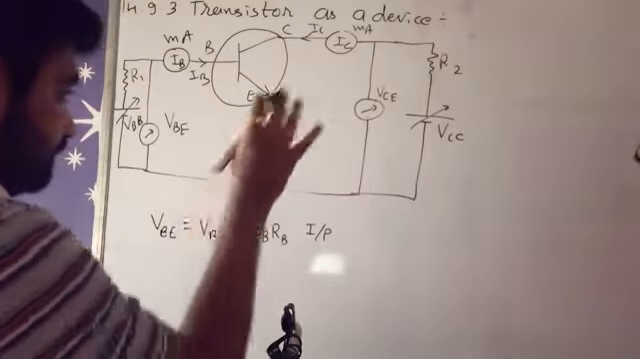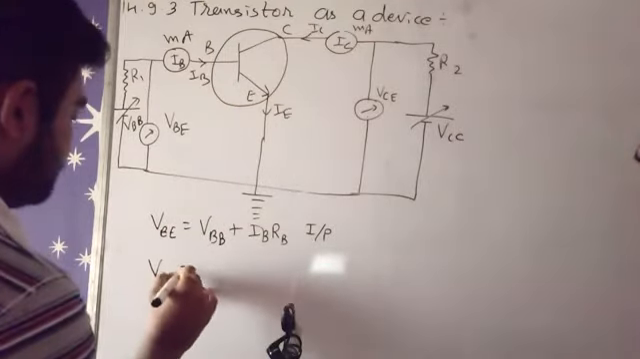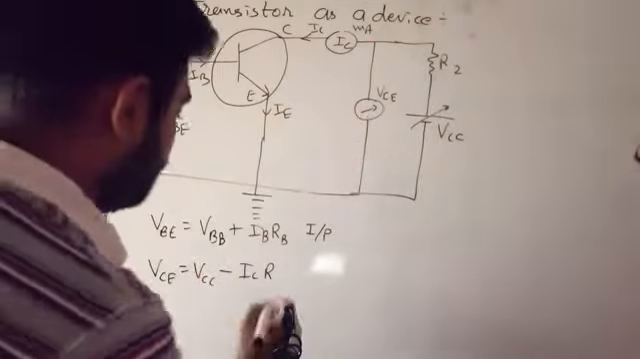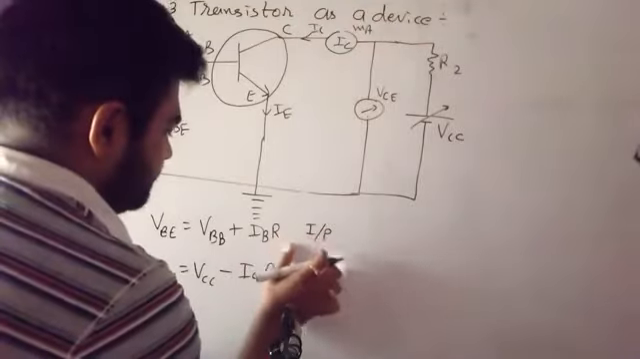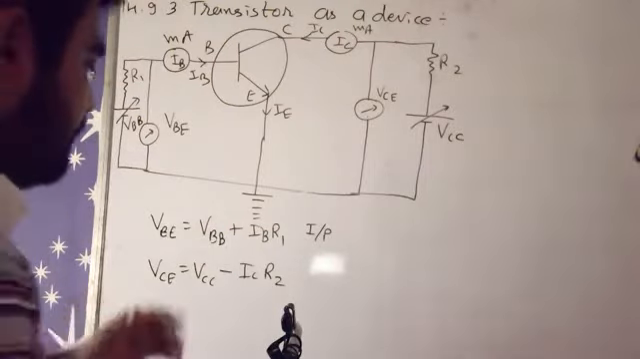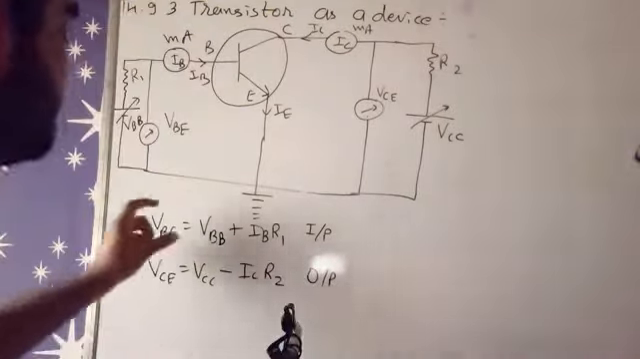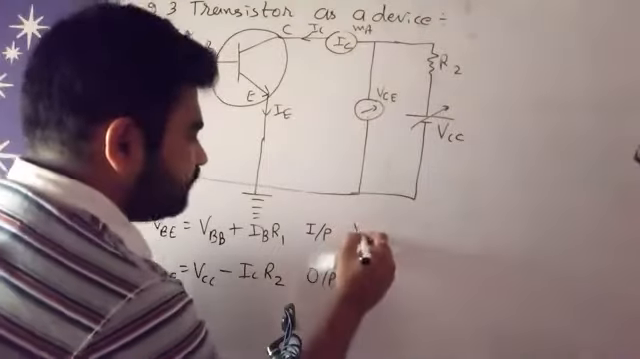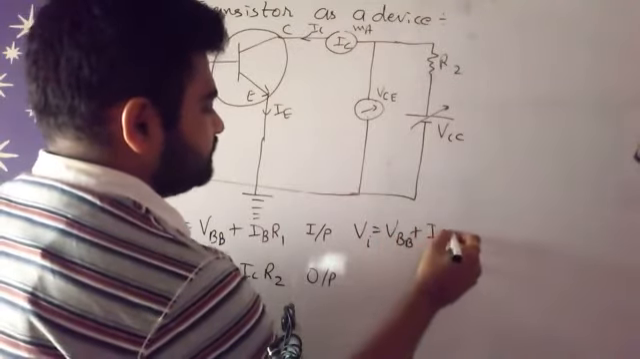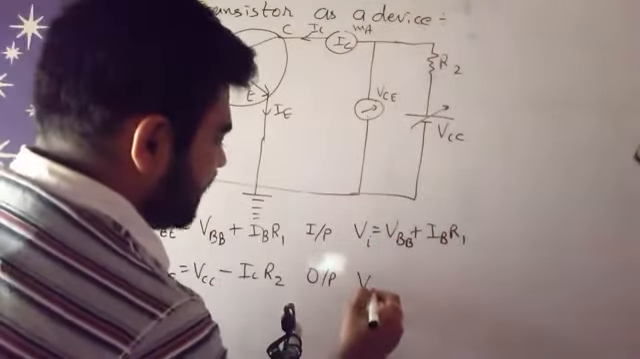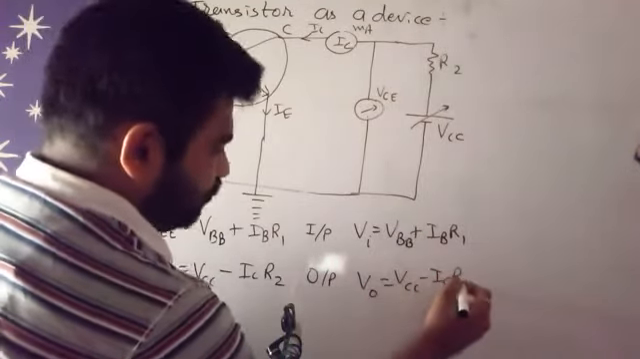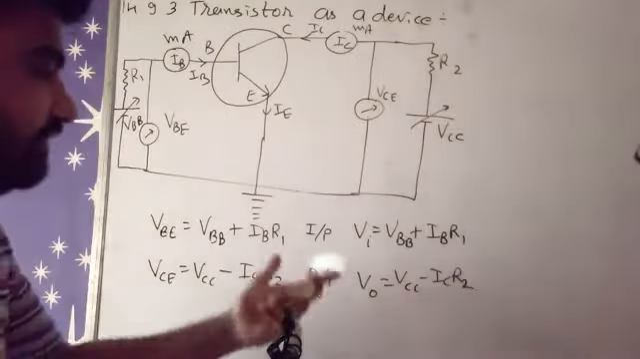Now for output, VCE is equal to VCC minus ICR2. Here I have to write R1 because our resistance is R1. Okay. So now by these formulas, VBE is our input voltage, so I have to write VI instead of VBE, is equal to VBB plus IBR1. Similarly here, V output is equal to VCC minus ICR2, correct? That is our ICR2.